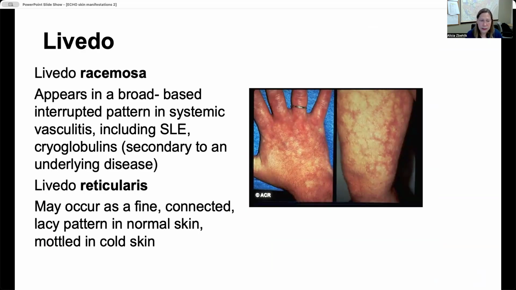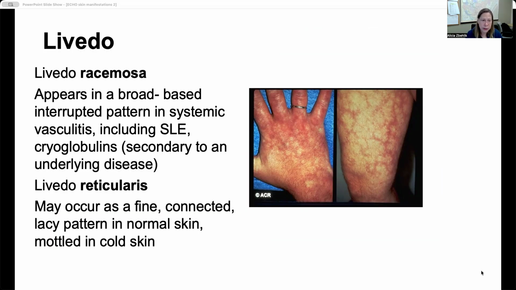And one of the key findings I wanted to highlight with this is livedo racemosa. You don't have to be specific about this, but livedo is an important finding to look at. There can be normal variants. Some people get patterns of the vasculature when they're cold. Sometimes you see it in babies, and it can be fine and connected. And for some people, it's permanent. It doesn't change a lot.